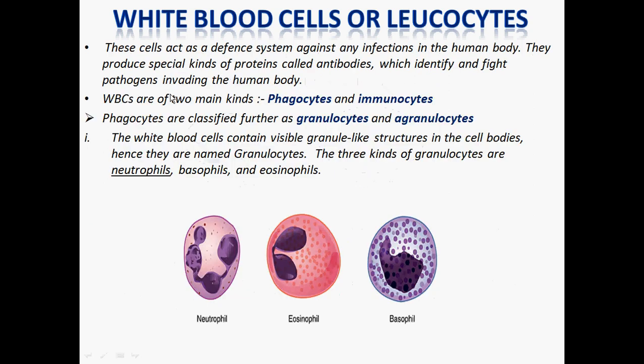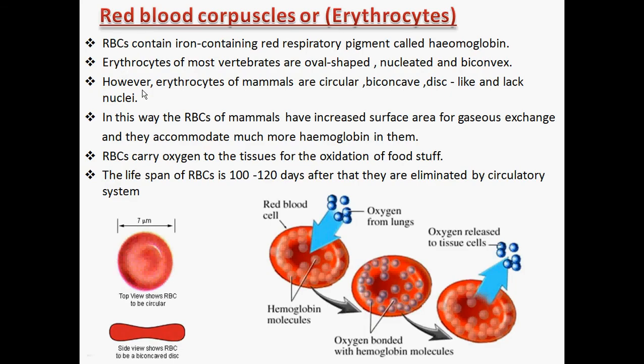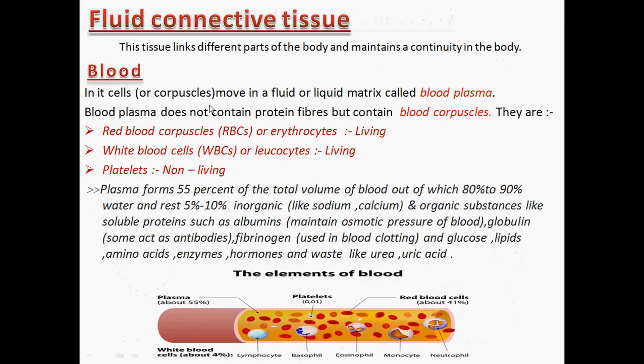Okay, so as I told you about the red blood cells and the liquid matrix present in the blood, that is the blood plasma, we understand that the white blood cells are present in this plasma and they play a very important role and they are living, whereas the platelets, which are involved in the healing of the wounds of any patient's body, are non-living.